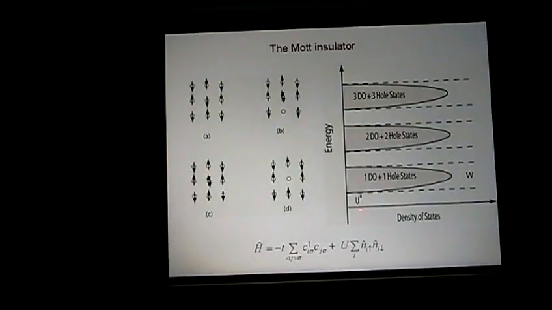Because of this strong on-site Coulomb repulsion, you pay an energy cost, and so what we call here one doubly occupied site, one hole state, can be photoexcited, separated from the ground state by a gap, which I denote here by U star. Because you can move these doubly occupied sites and holes around, there is a bandwidth, and then you have states also separated by some gap, which correspond to two doubly occupied sites, two holes, and so forth.